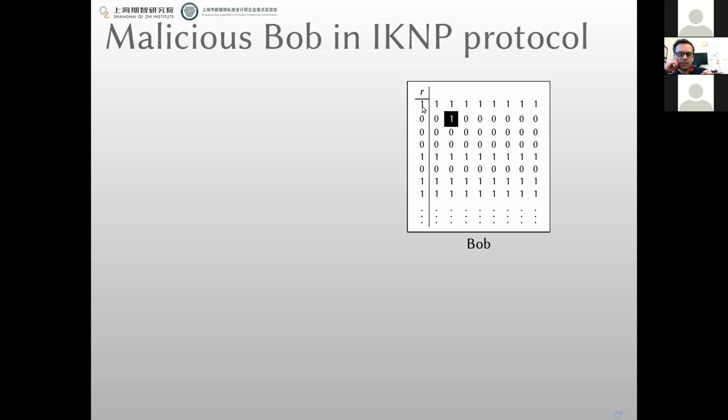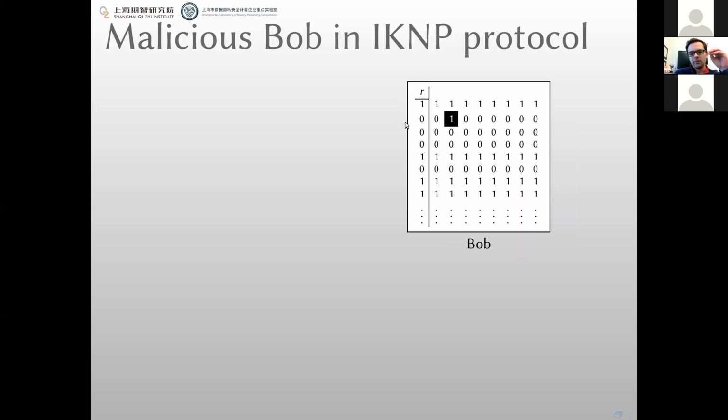So I'm going to consider what happens if Bob is cheating. He's not following the protocol and he just does something different. So in this case, he's just going to flip one bit. I've highlighted the bit here, right? He's supposed to have a row of either all zeros or all ones, but he's cheating. Now he has a row with a single one. This turns out to be a really bad attack on IKNP, surprisingly. So let's figure out what happens.